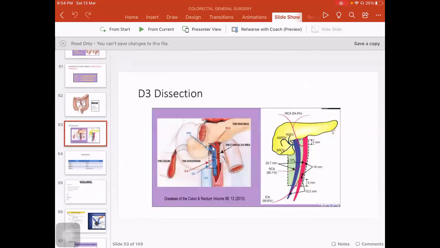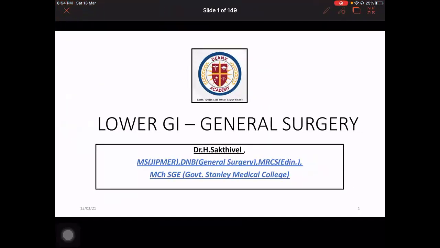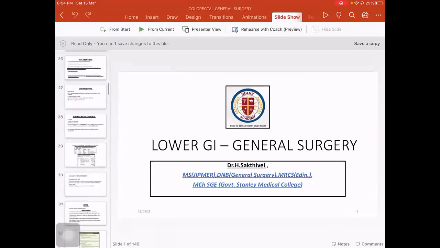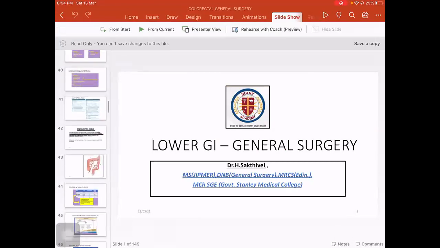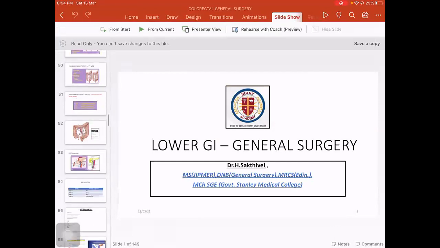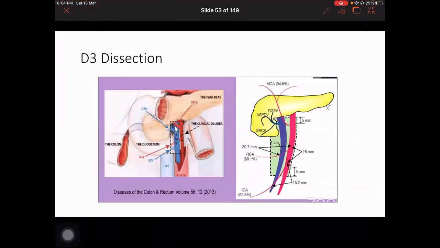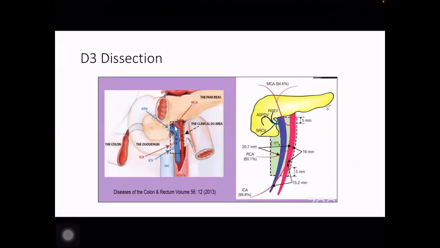This is the D3 dissection. Till now, what we have done is central vascular ligation only. For all hemicolectomies, you ligate all the vessels at the origin. But this is a recent concept introduced by the Japanese, and I think there is one trial for this, though I forgot about the trial, where they have compared D3 lymphadenectomy.